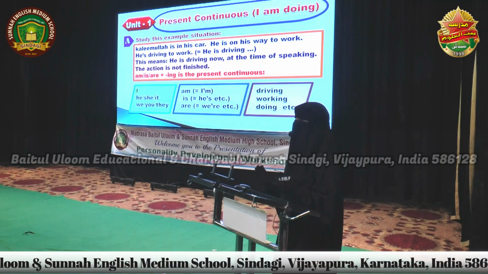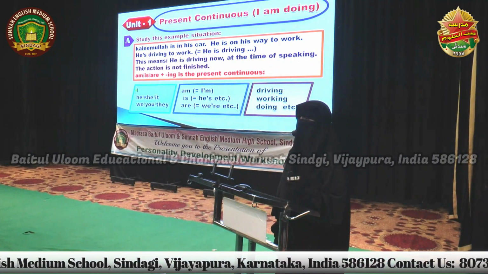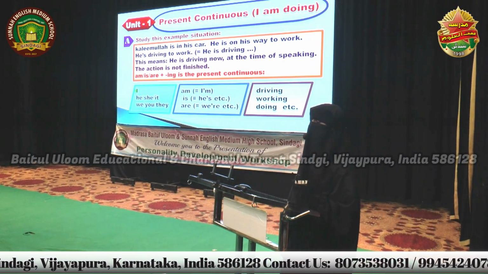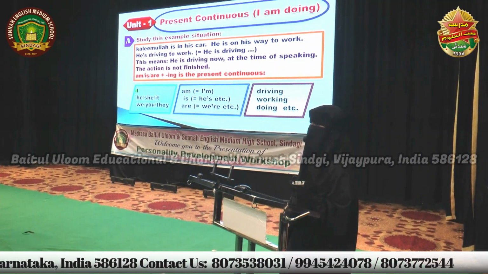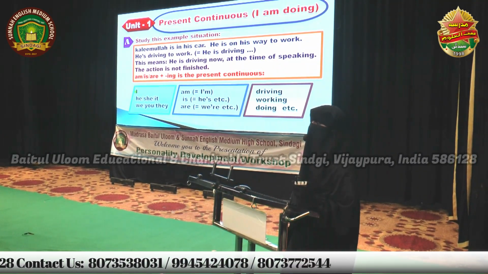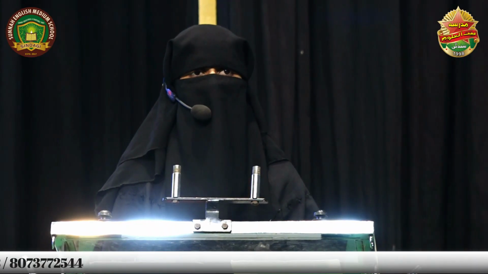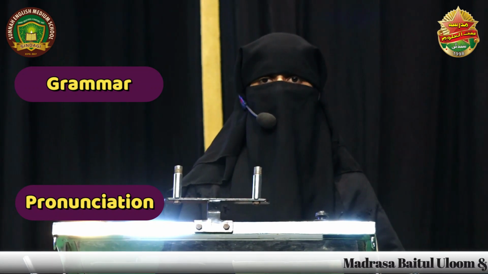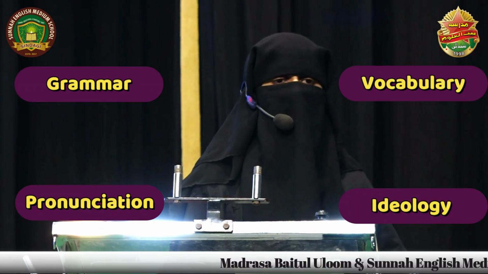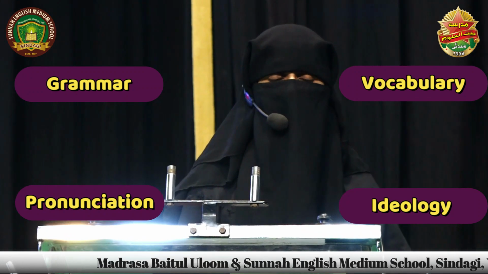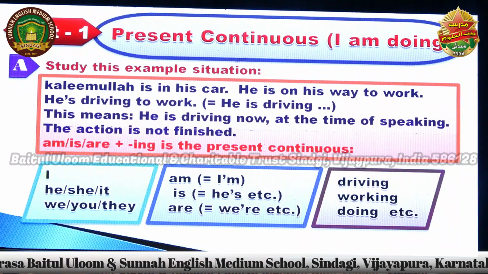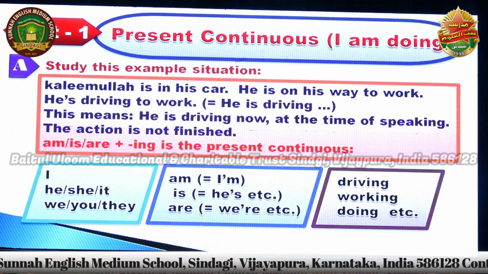As a car runs on four wheels, English also runs on four wheels. Without wheels, the car can't run. Same case here, without four things, we can't become good in the English language. Number one, grammar. Number two, pronunciation. Number three, vocabulary. Number four, ideology. Without learning grammar, we can't become masters in the English language.